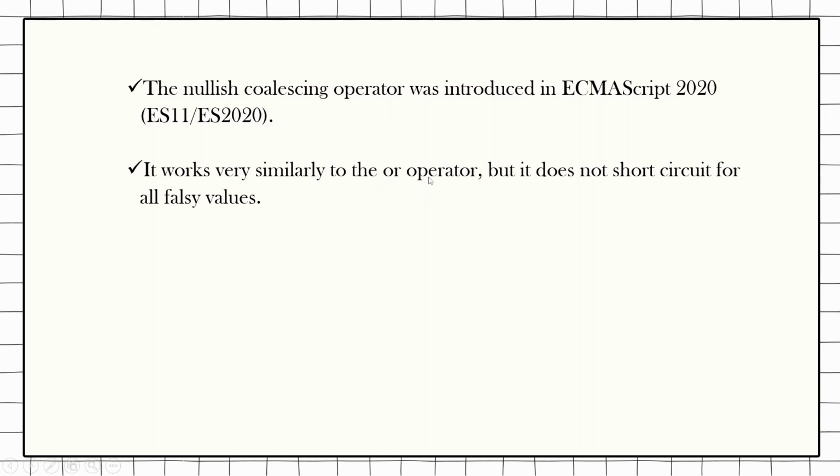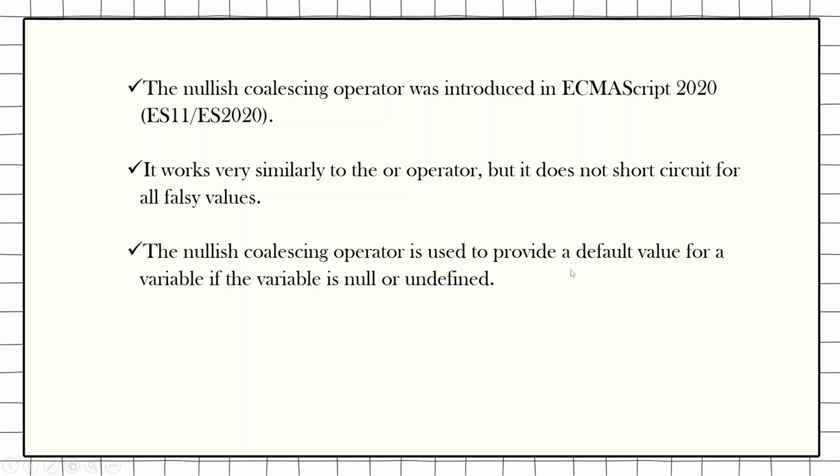It will be working very similar to the OR operator, but it will not short circuit for all the falsy values. For the OR operator, we have seen if the first value is falsy, then our second value will be displayed. But if the first value is true, then that value will be displayed. If you want to understand this concept, first you should understand short circuiting using AND operator as well as OR operator. So for this nullish operator, we are not going to short circuit for all the values.